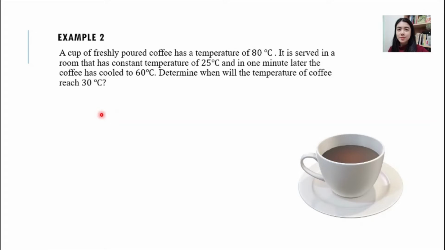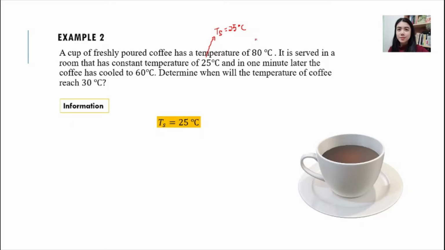Let's extract the information from this example. The first thing that you have to figure out is the temperature of the surroundings. If you refer to this example, this basically refers to the temperature of the room. It says that it has a constant temperature of 25 degrees Celsius. So this is basically your TS. So your capital TS is equal to 25 degrees Celsius.